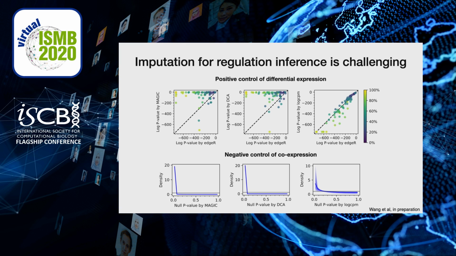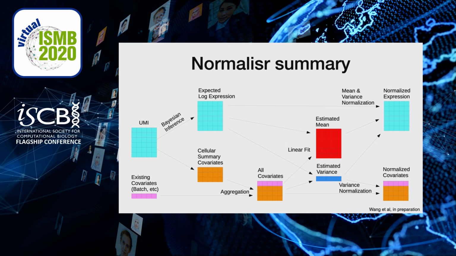Well, this is probably also because when methods like MAGIC and DCA were proposed, they were looking at clustering and visualization questions rather than differential and co-expression questions specifically. That motivated us to design this normalizer method to first normalize the expressions and covariates, and then to perform linear association testing. So you start from a UMI matrix where you have the number of genes as the rows, and the number of cells as the columns here.